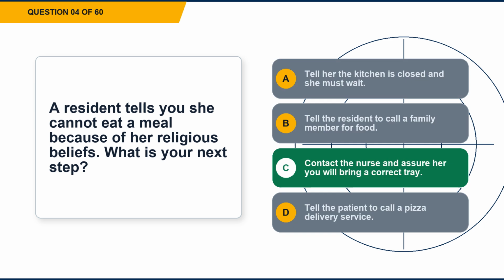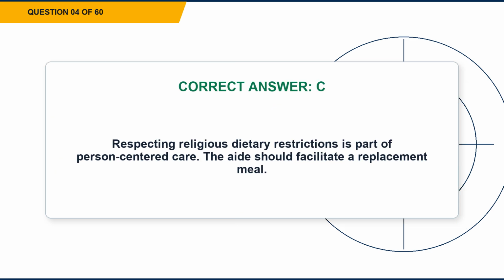The correct answer is option C. Contact the nurse and assure her you will bring a correct tray. Explanation. Respecting religious dietary restrictions is part of person-centered care. The aide should facilitate a replacement meal.